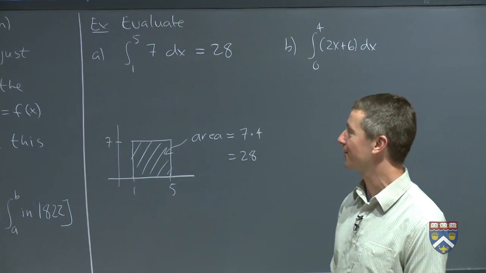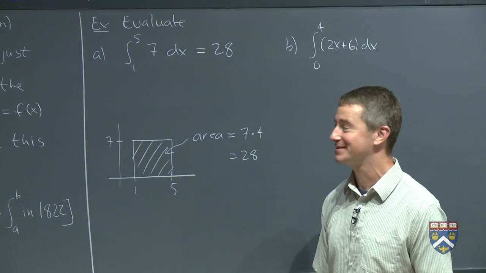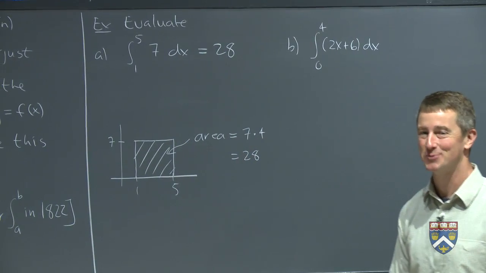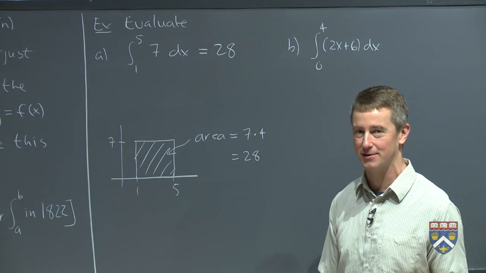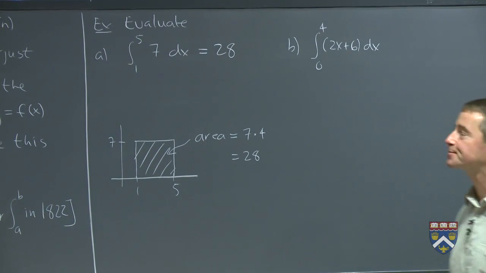Here's our first definite integral. The area under the function 7 from 1 to 5 is 28. And again, the only reason we're able to do this is because we happen to have learned a formula in geometry class for the area of a rectangle.